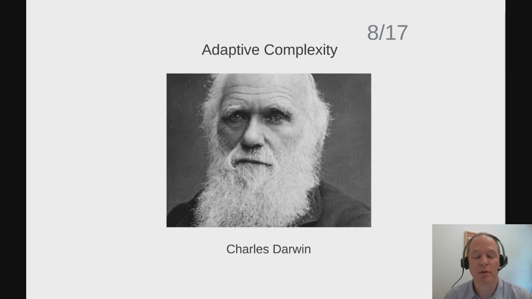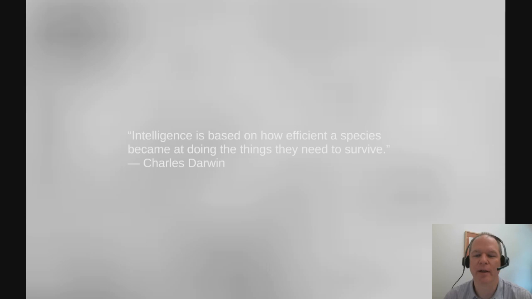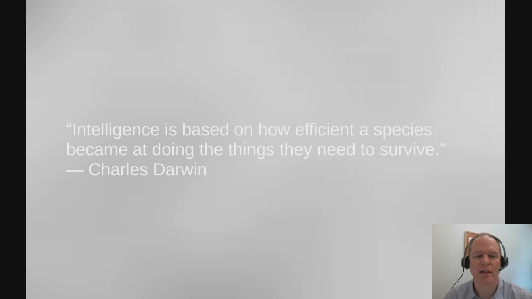Darwin noticed language and thought that it was special. He thought that there were particular evolved mechanisms for language and that it was not like other kinds of learning. And he said an interesting thing about language and intelligence. He said, intelligence is based on how efficient a species became at doing things they need to survive. So let's think about this for a second. What he's saying is that if a species can become more efficient at something they need to survive, they'll have a better chance.